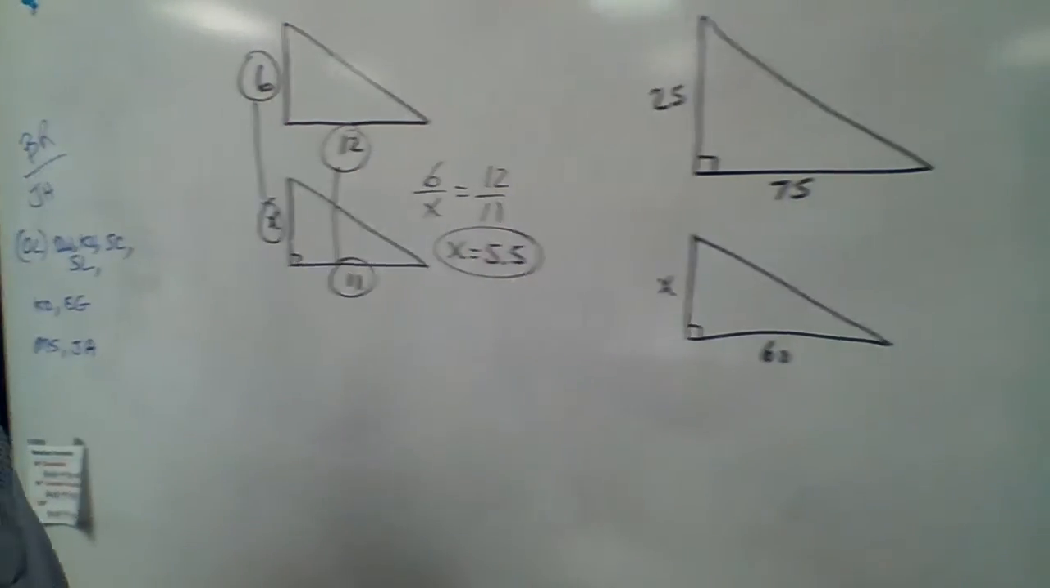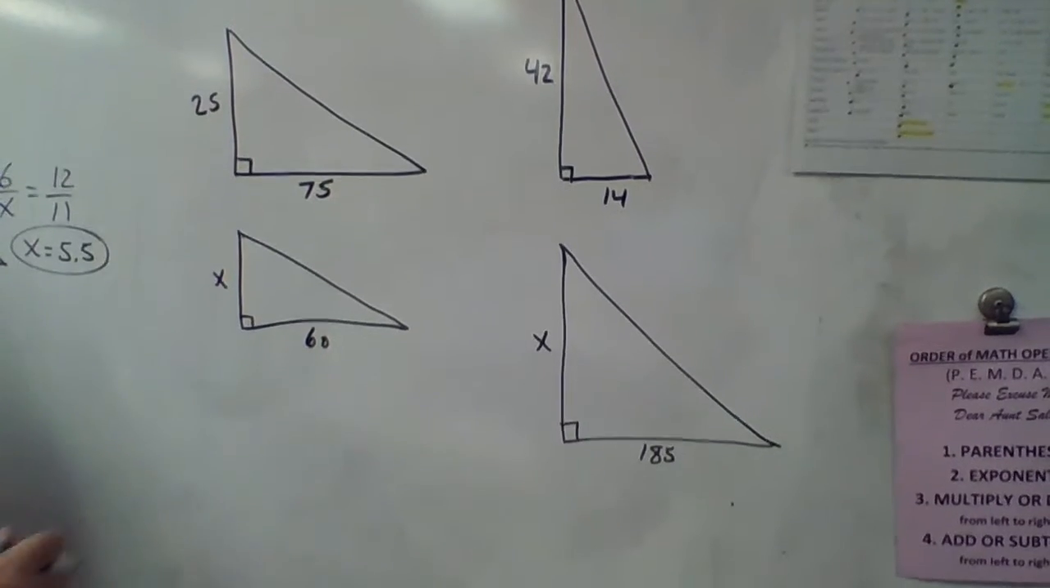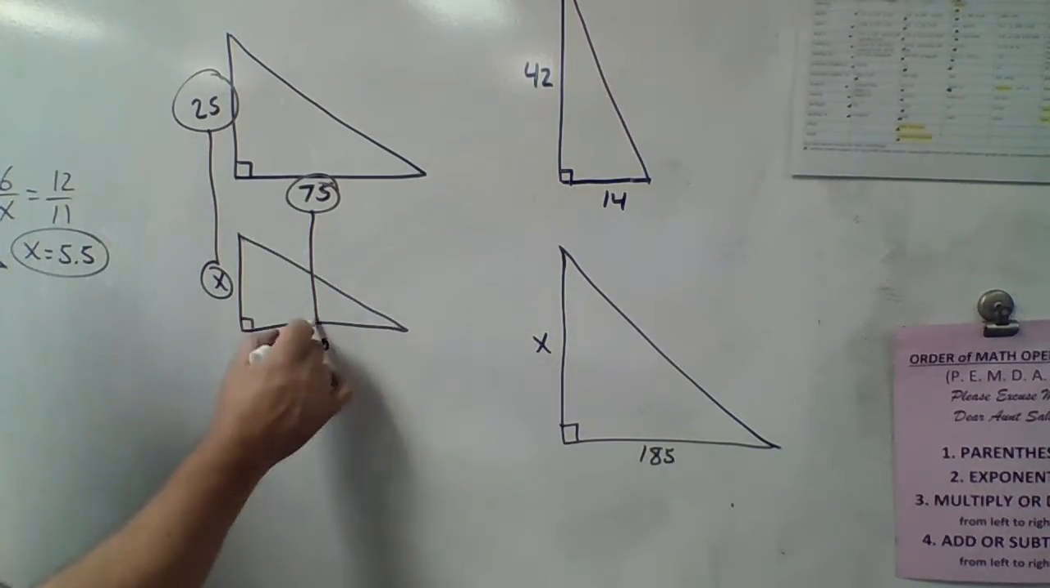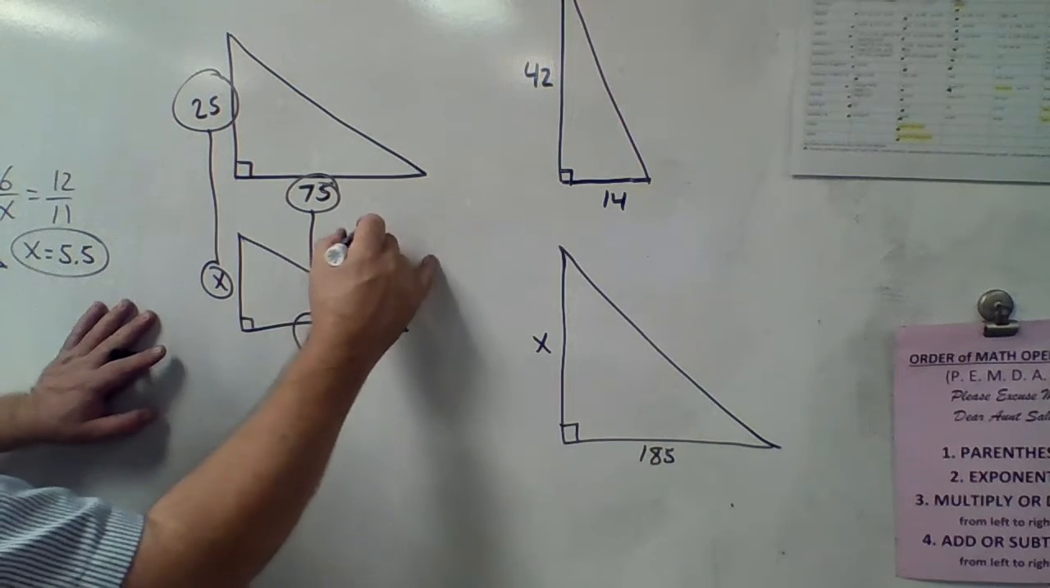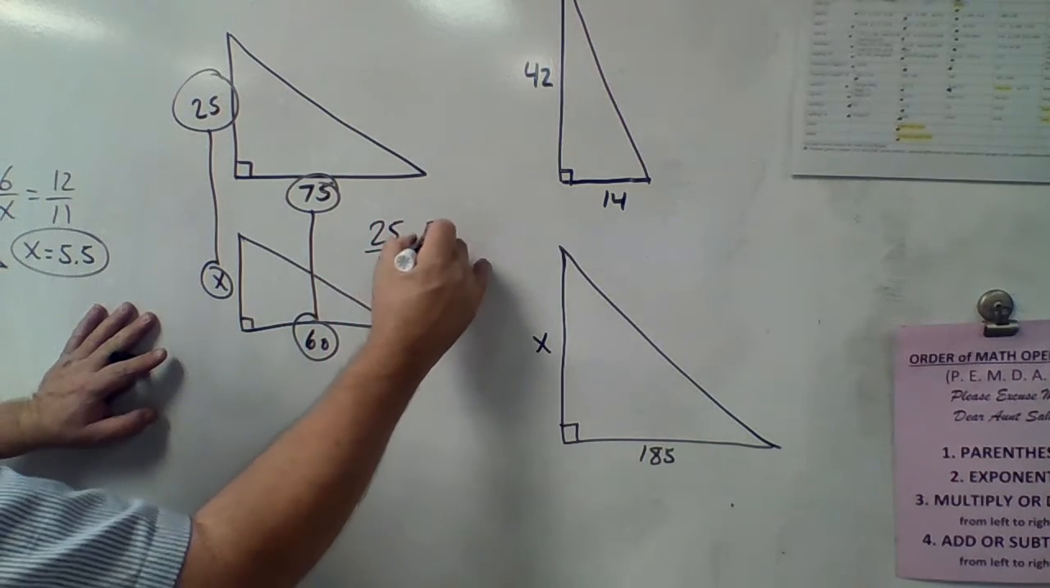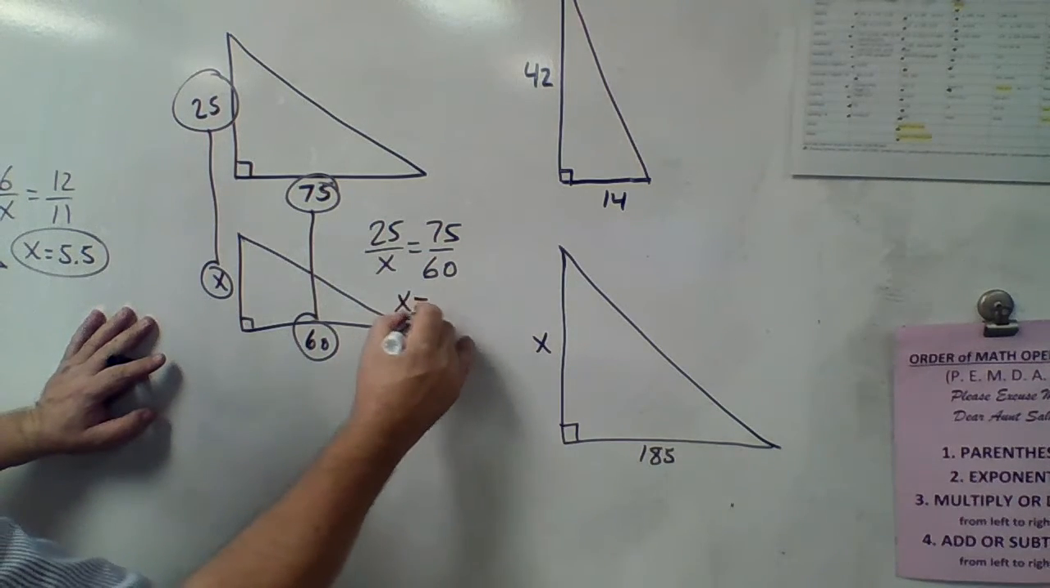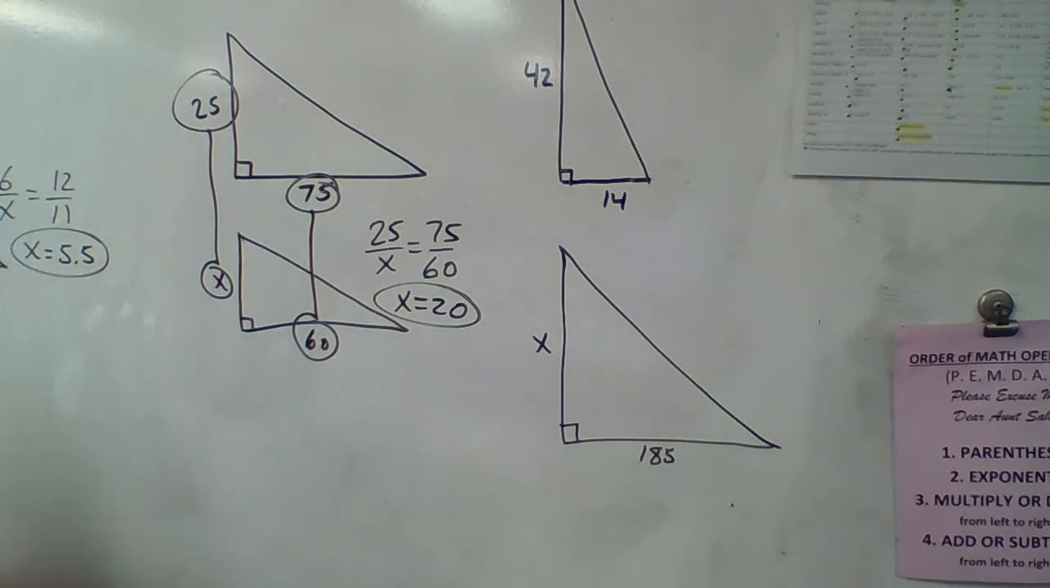Let's go to the next one. Pretty similar. Do you see that the 25 is going to pair up with the x and the 75 with the 60? So I could write 25 over x equals 75 over 60, right? And if I do that and solve it, x would be 20 in this case.